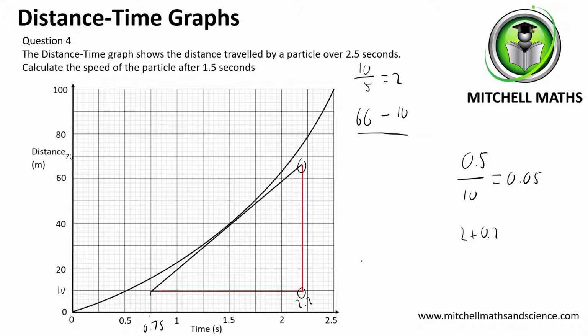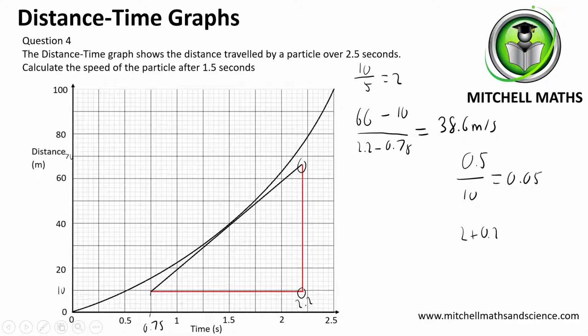So I've got 66 minus 10 over 2.2 take away 0.75, because that's the change in distance over the change in time. And we know the change in distance over the change in time is equal to the speed. And that would be 38.6 metres per second.